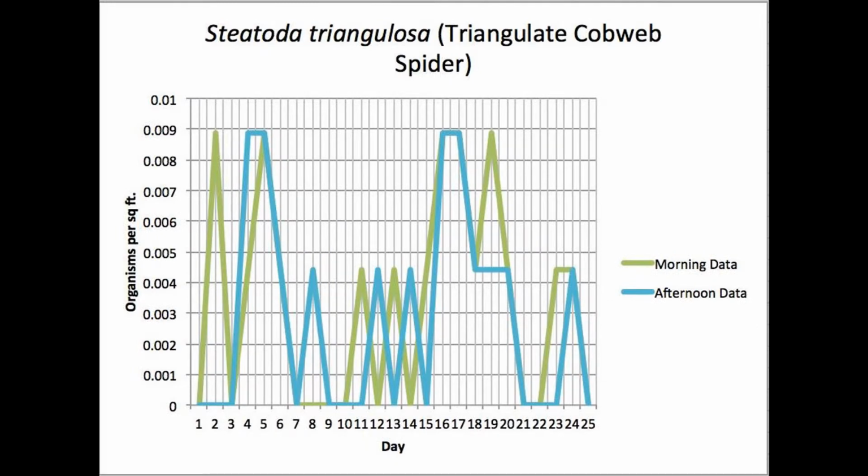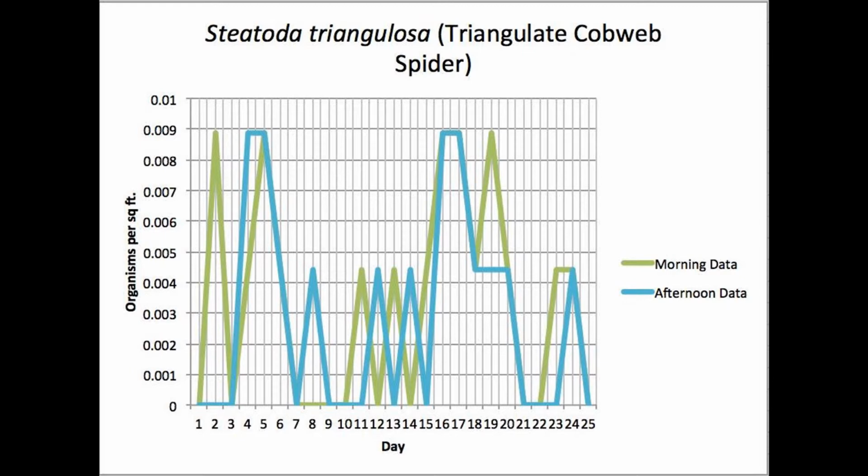Finally, we have the triangulate cobweb spider. Mostly we saw webs, which we took as a sign that a spider was around. The most amazing thing about the triangulate cobweb spider was that when the web disappeared in the morning, if we went back in the afternoon to the exact same place, we would always see a web that replaced it. This is because during that part of the day, it is very important for the spider to get enough nourishment and eat according to the weather.